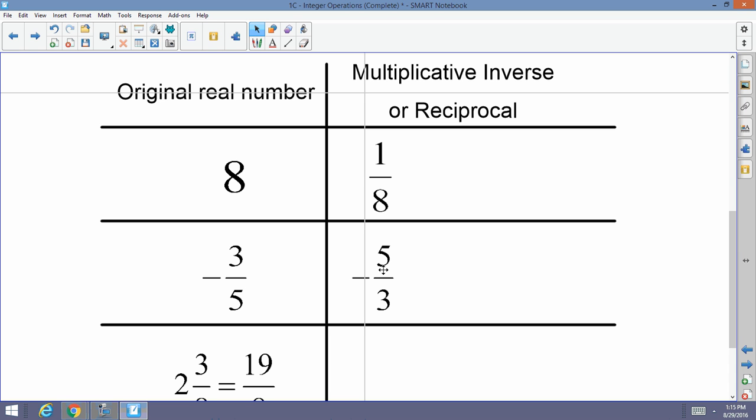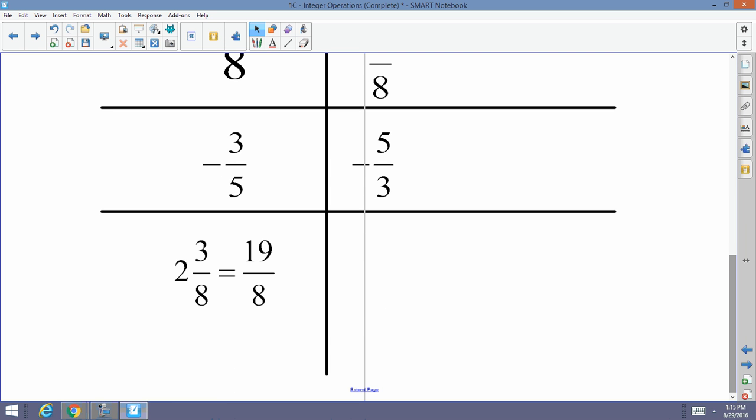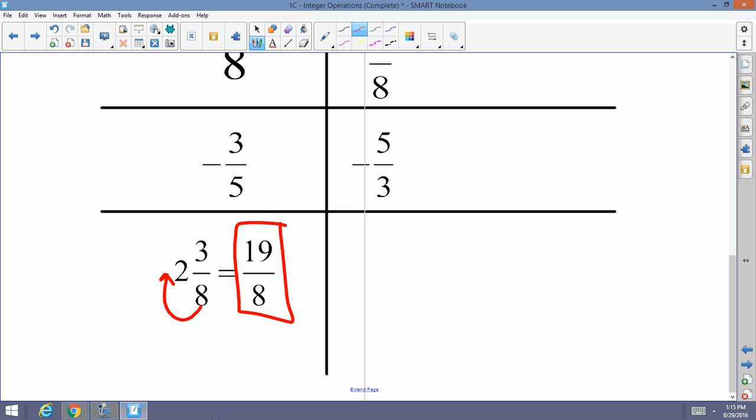And now for my same example of 2 3/8, in order to find the multiplicative inverse, you have to convert the mixed number into an improper fraction. How do you do that? Well, remember, you take the denominator, multiply that times the whole number, which is 16, add that sum to the 3, which is 19 over the original denominator of 8. So if I did want to find the multiplicative inverse to 2 3/8, I'd have to convert it into an improper fraction of 19/8, and the multiplicative inverse or the reciprocal of 19/8 is 8/19.